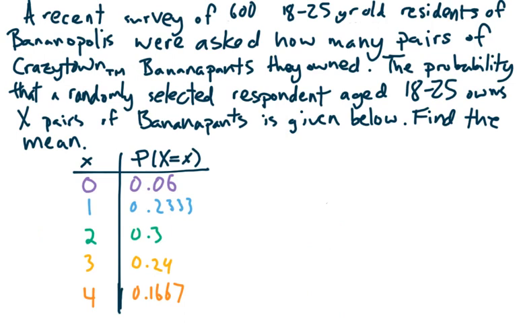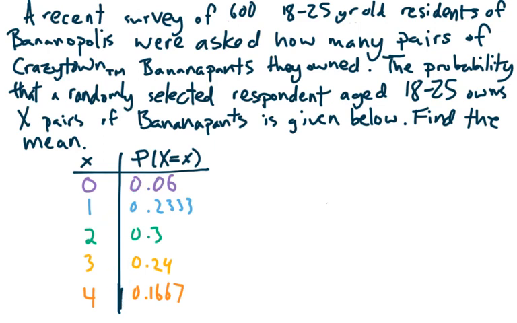Now, our first example here has a recent survey of 600 residents of Bananaopolis, aged 18 to 25 years old. They were asked how many pairs of Crazy Town brand banana pants they owned. The probability that a randomly selected respondent in this age range owns x pairs of banana pants is given below. Find the mean. So here we have a probability distribution, right? The possible values of the variable: nobody owns more than 4 pairs of banana pants. Of course, nobody owns less than 0 pairs of banana pants. You'll notice that all of these add up to 1, and that all of these are between 0 and 1.